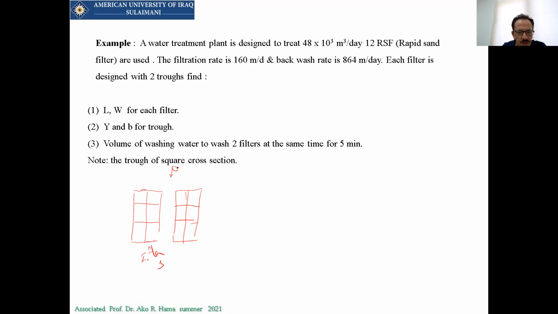So we have the Q, which is equal to 48,000, divided into two parts. 12 rapid sand filters, and the Q is 48,000 cubic meters per day. Now, what will be the Q per one filter? Each part, this is filter 1, 2, 3, 4, 5, 6, 7, 8, 9, 10, 11, 12. So how much will the Q per one filter be?